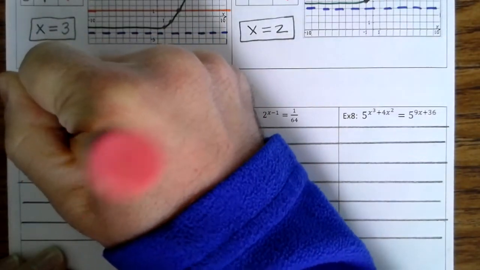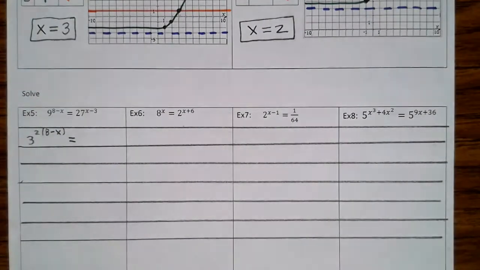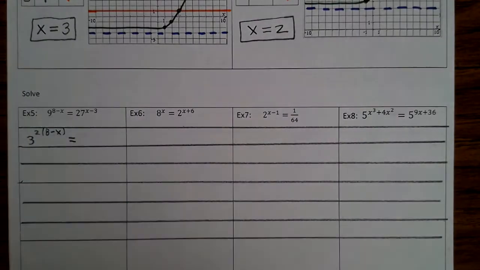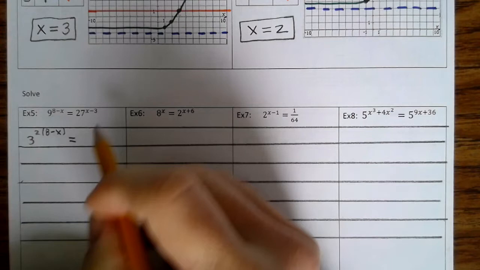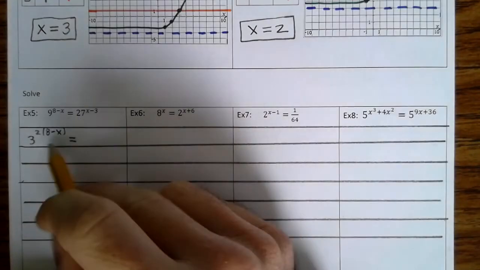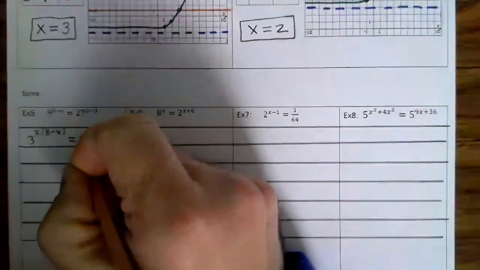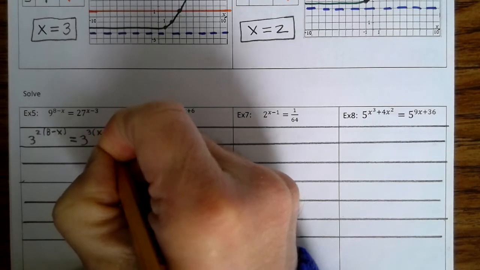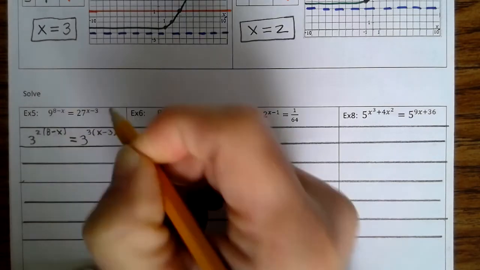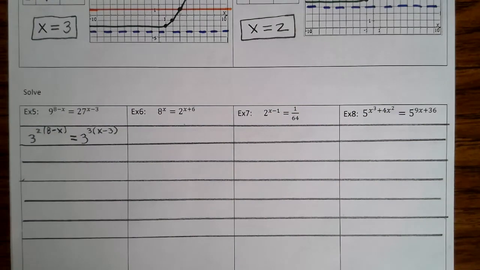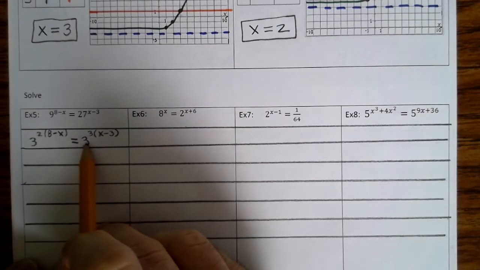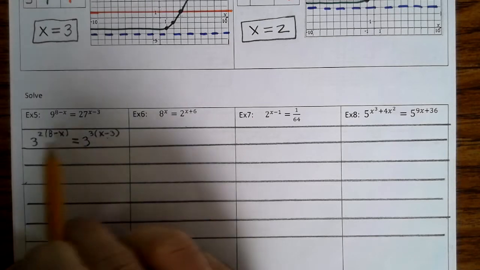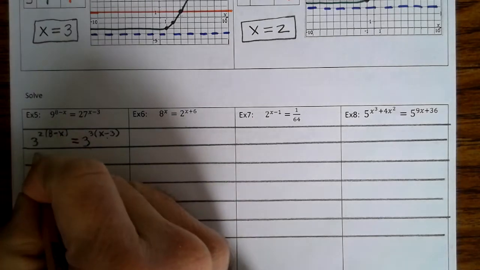Now here we have to think, is there a way to write 27 with a base of 3? There is. That's 3 to the third power. Now, when the bases are the same, the exponents are equal. So since the bases are 3, we can say that 2 times 8 minus 1x is equivalent to 3 times 1x minus 3.